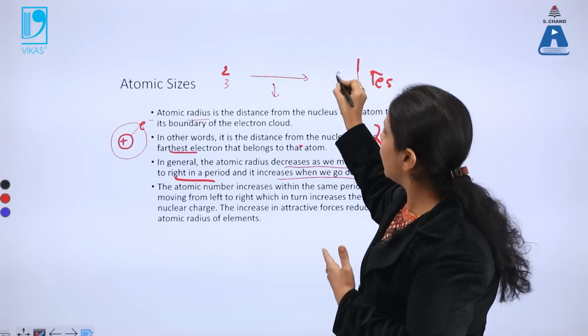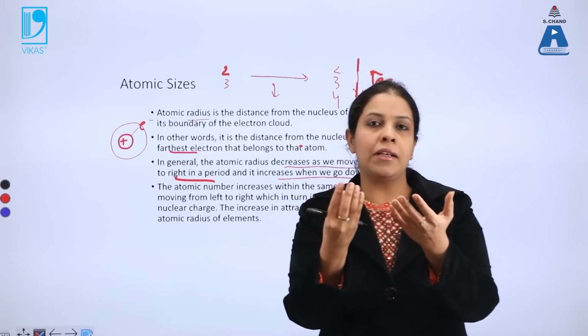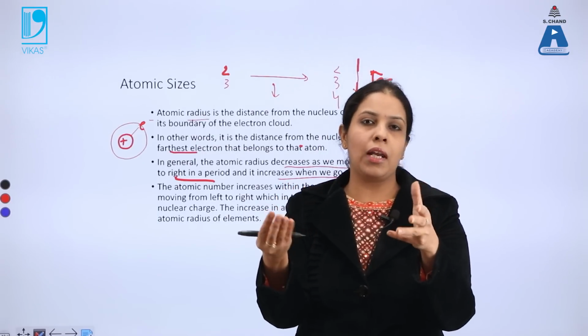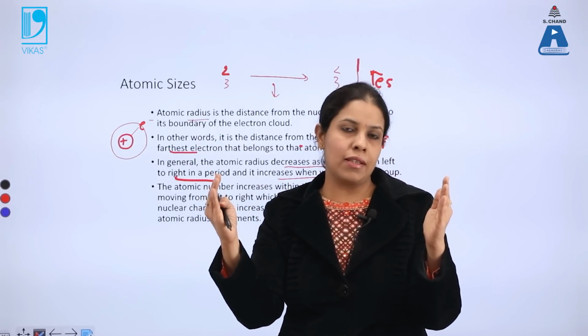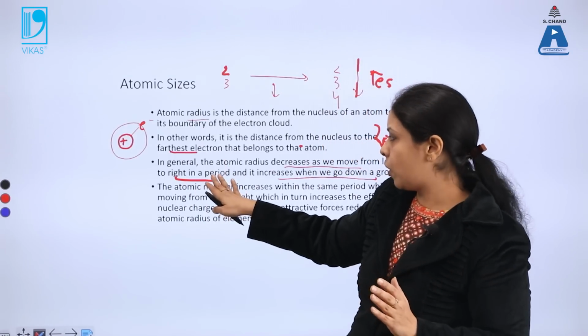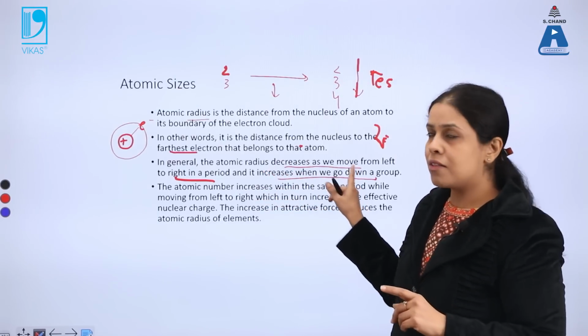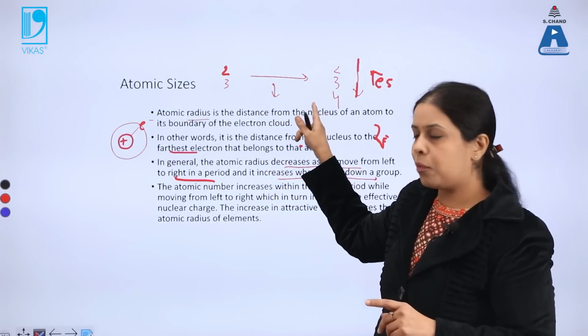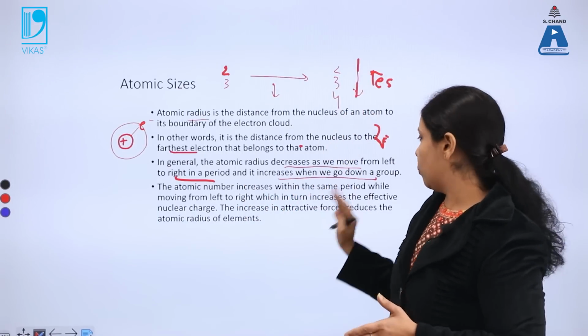So it is coming in different orbitals, 2, 3, 4. Now a whole orbital is getting added to that atom, so that orbital will increase your atomic size in that case. So for your periodic trend for atomic size, it is important that atomic radius decreases when we move from left to right in a periodic table, and it increases when we move top to bottom in a group.